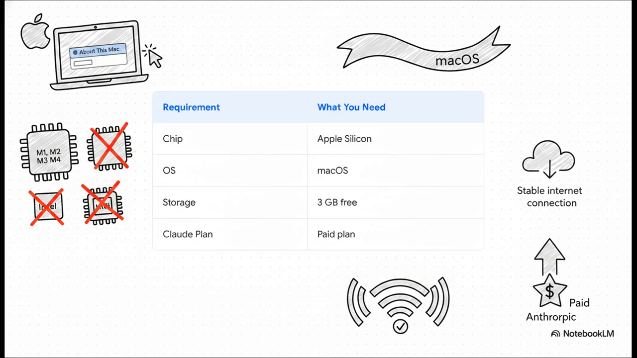If your system says Intel Core i5 or something similar, unfortunately, older Intel Macs simply cannot run the Cowork feature. You can still use the basic chat app, but Cowork is off the table. Oh, and you'll also need a recent macOS, 3 gigabytes of free disk space, and a solid internet connection.